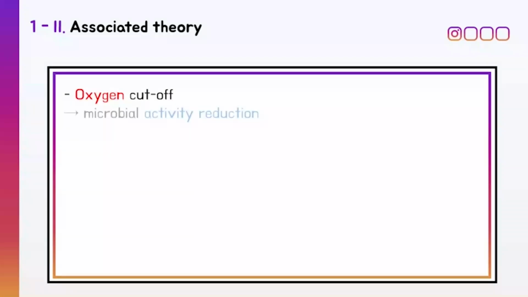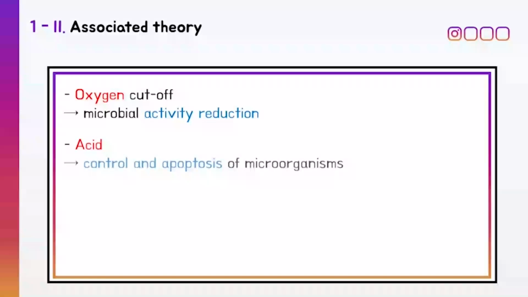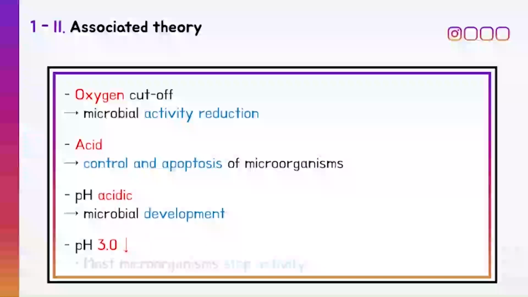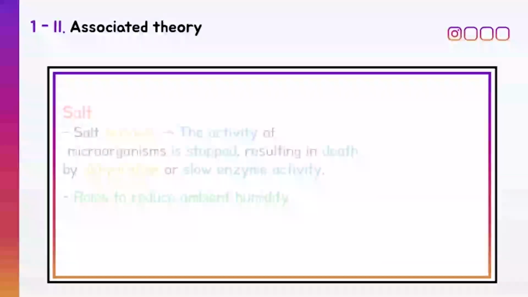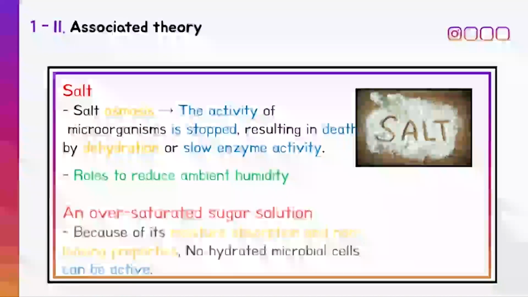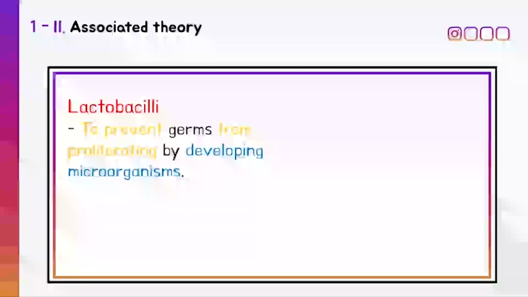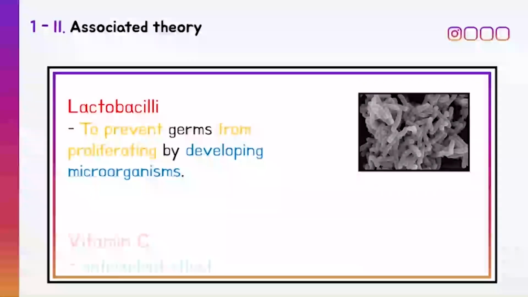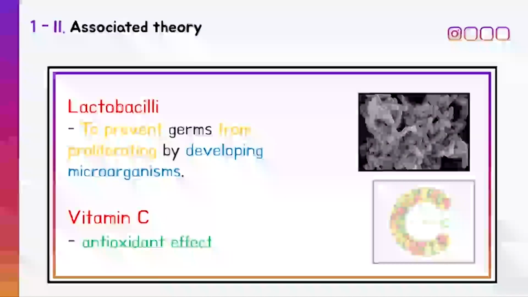We use materials to suppress the factors that cause decay in this experiment. First, salt stops microbial activity by osmosis, which causes dehydration or slows movement. Next, the supersaturated sugar solution absorbs moisture and thus inhibits microbial activity. Lactobacillus prevents germs from proliferating. Vitamin C prevents oxidation. Next, let's find out about the purpose of the experiment.